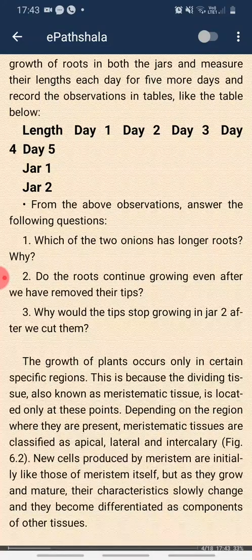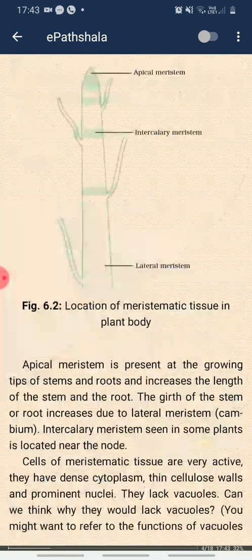Okay, so meristematic tissues are formed of meristematic cells, present in the plants. And what are the three types you have to remember? These are the names: apical meristem, intercalary meristem, and lateral meristem. Okay, so I hope this is clear.